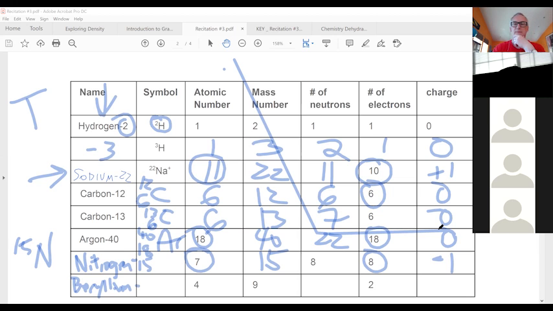Beryllium 9. Right, it's a mass number of 9. So we call that beryllium 9. So what symbol do we give it? Be. With the 9 on the top left.